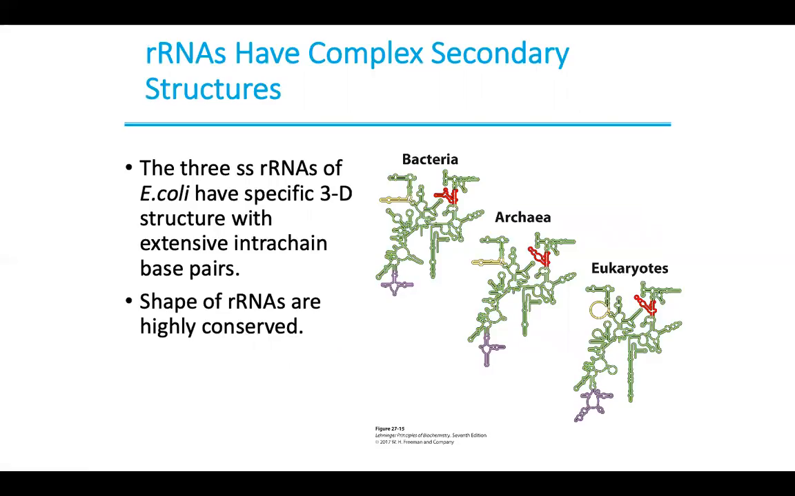Ribosomal RNA has a complex secondary structure. The three single-stranded ribosomal RNAs of E. coli have a specific 3D structure with extensive interchain base pairs, and the shapes of the ribosomal RNAs are highly conserved. I just want you to be familiar that ribosomal RNAs are unique and highly conserved. When you say highly conserved, they are not easily changed from one species to another.